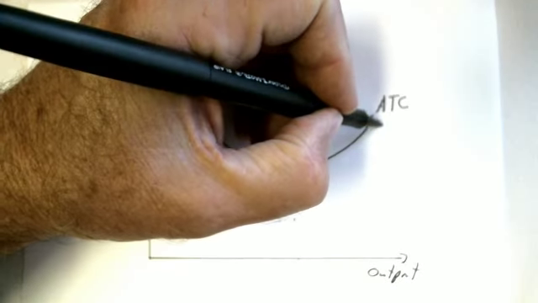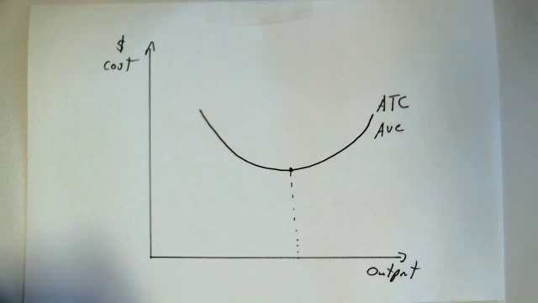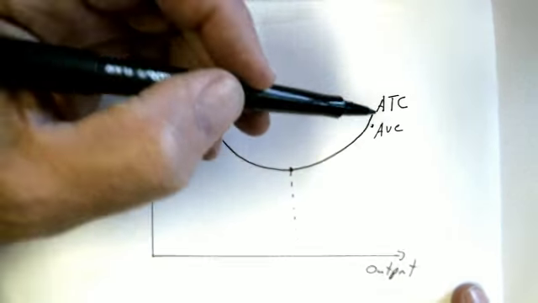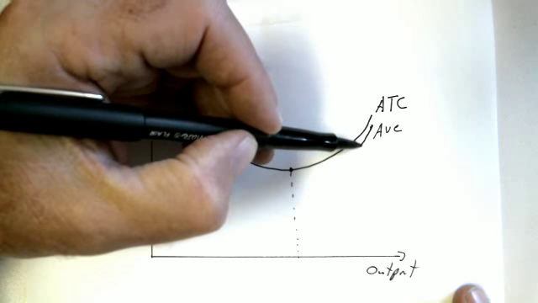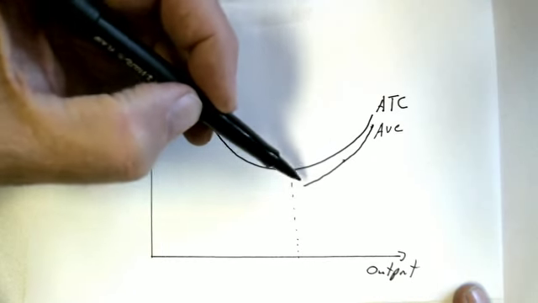Next, I want to draw the average variable cost curve. And the only difference between the two is that the variable cost curve doesn't include those fixed costs. It only includes the variable cost. So when output is really high, way out here on the right, the average fixed costs are really small because it's spread over a lot of units. So the difference between average variable cost and average total cost is very, very tiny. But as you go back, that is, as output gets lower and lower and lower, the two curves diverge from each other.